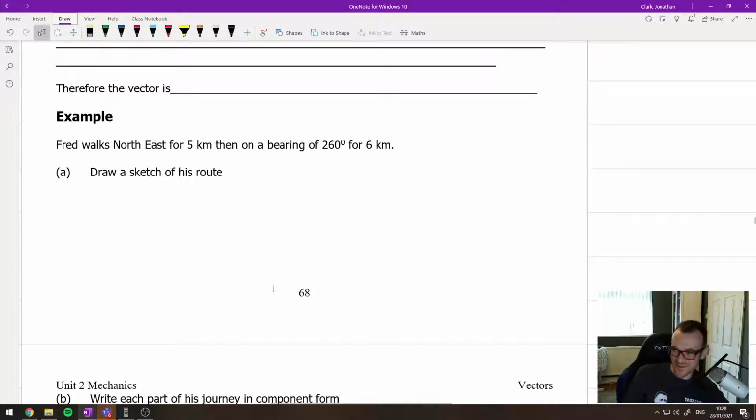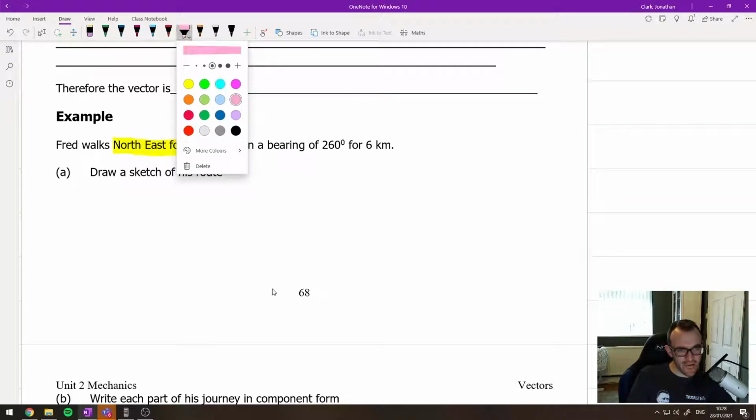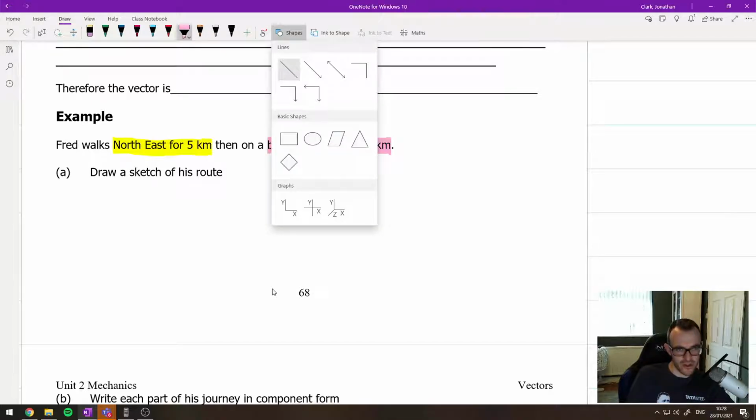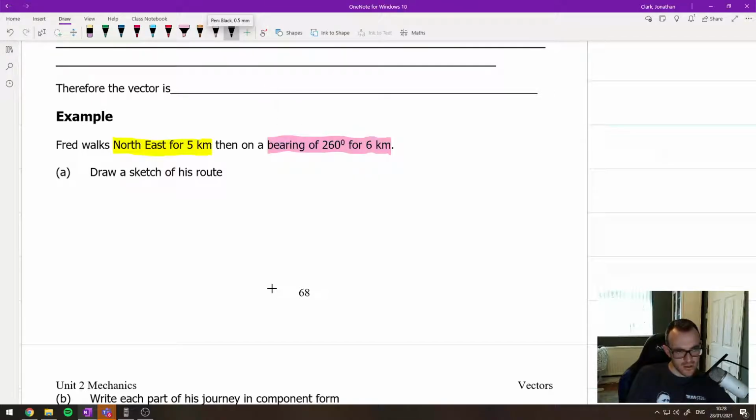Okay, hi guys. So we've got an example of some of the resolving stuff in action. We've got our buddy Fred, and there's two legs to his walk. He's walking northeast for 5 kilometers, and then he's walking on a bearing of 260 degrees for 6 kilometers. We're just going to draw a sketch of that first of all to get an idea of what his journey looks like. So I'll draw the two legs in two different colors.